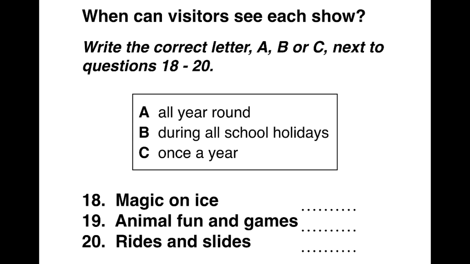Write the correct letter A, B or C next to questions 18 to 20. A, B and C, you've got the three choices: all year round, during all school holidays, once a year, and then you've got questions 18 to 20, the names of three shows. And these will go in order again, 18, 19, 20, you'll hear the three shows in the correct order. I'm going to read it now and you listen and put the correct letter at the end in these spaces next to the questions.